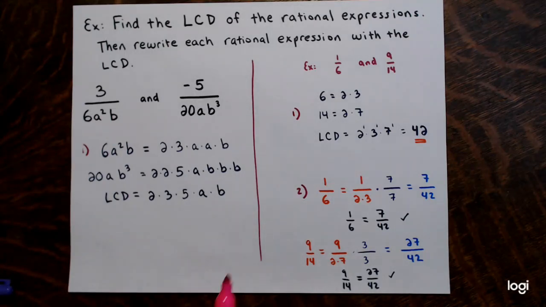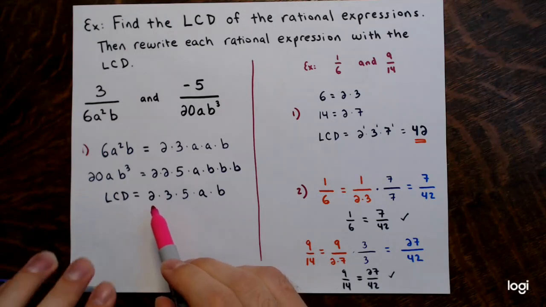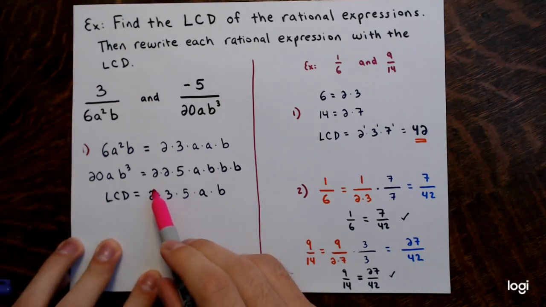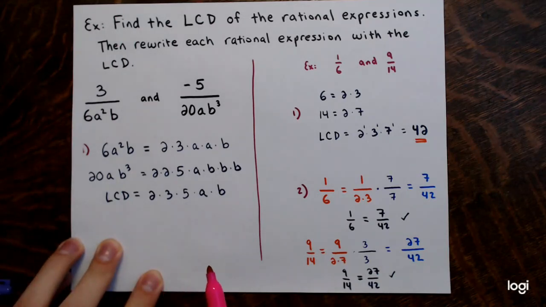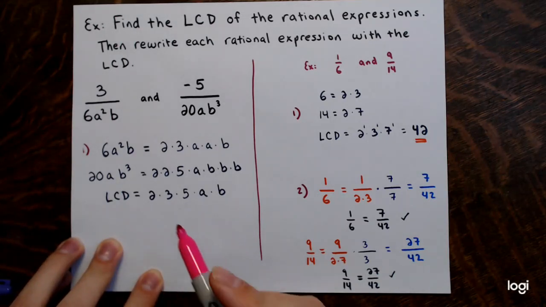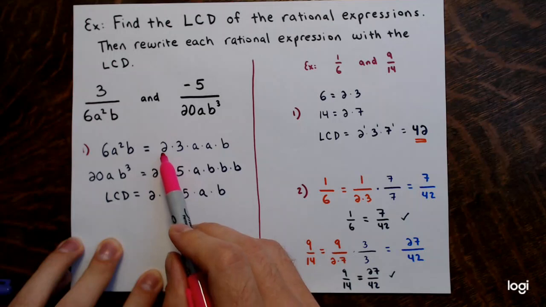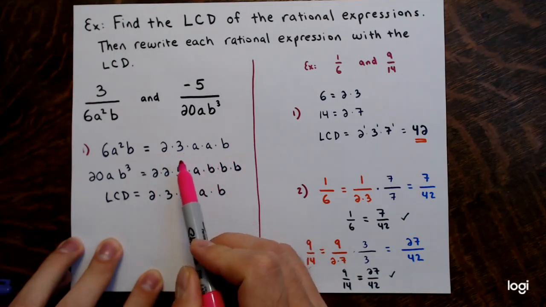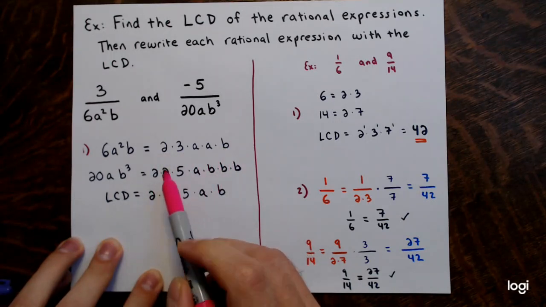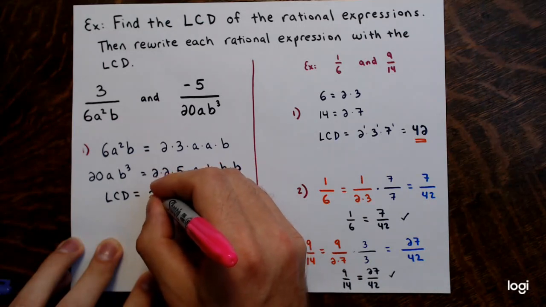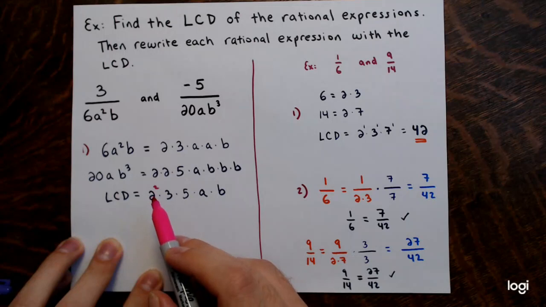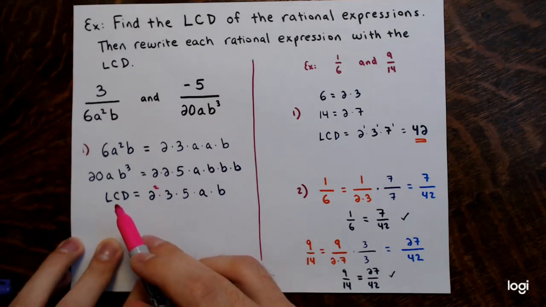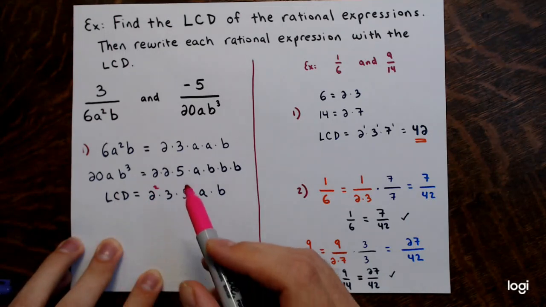Let's see, for the factor of 2, remember the exponent is the largest number of times it appears in any of the factorizations of the denominators. So 2 appears only once in this factorization and twice in this one, and the largest of those is 2, twice. So you have 2 squared, 2 times 2, right? This is 4 as a factor of the least common denominator.